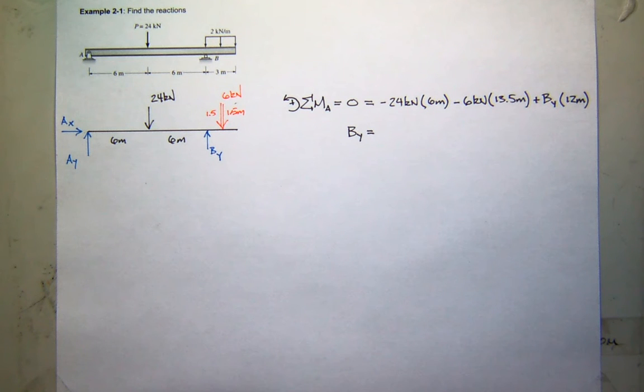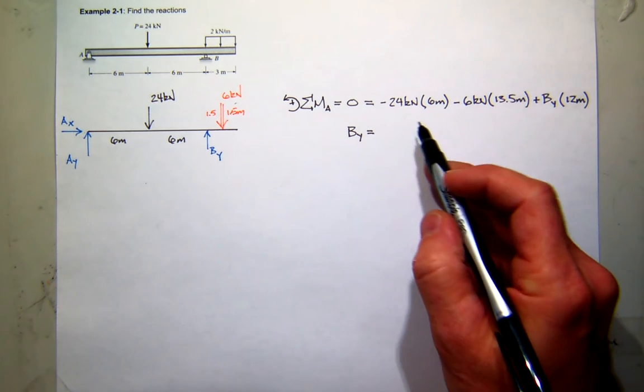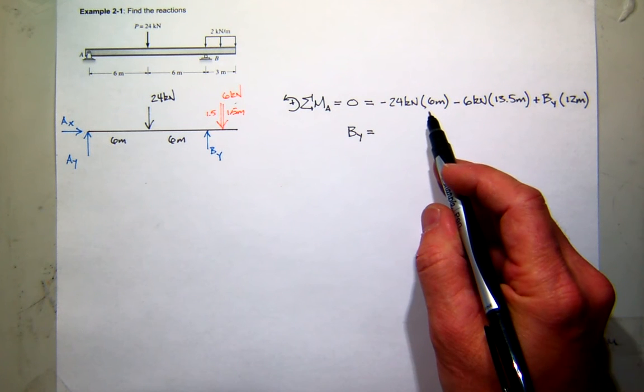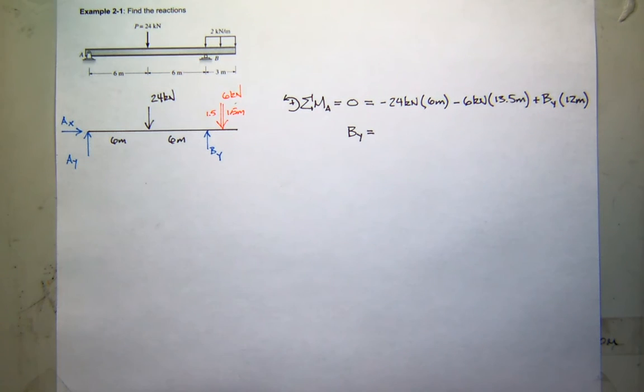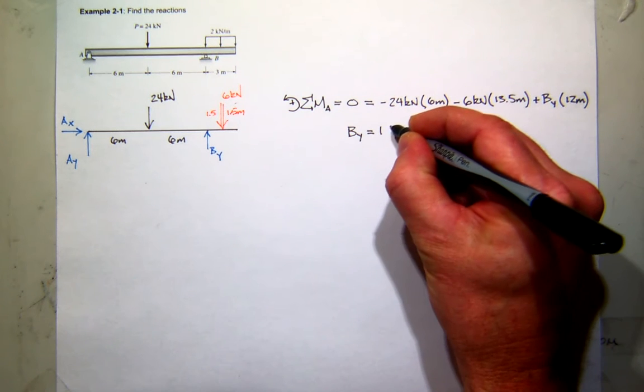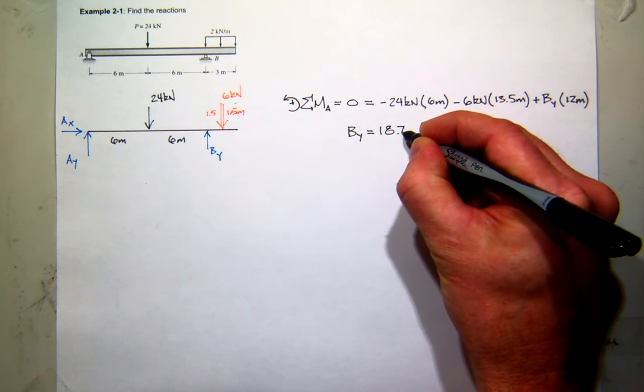I don't know. Something big. 2, 12, 6, 18. I'm guessing. 18.75. Everybody else get that?